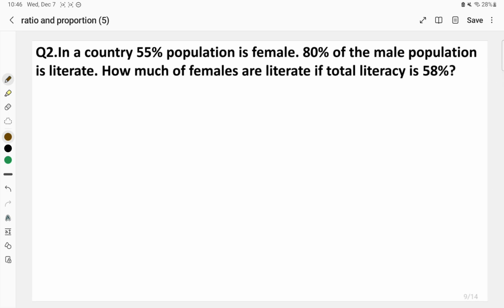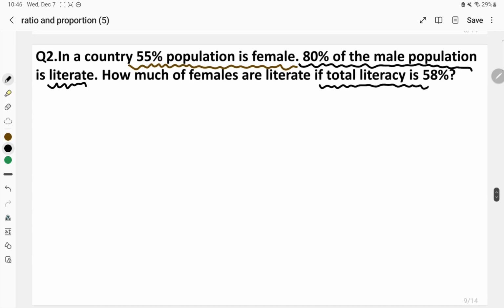Now in a country, 55% of the population is female. Okay, 55% of the population is representing the female, 80% of the male population is literate. Okay, 55% population is female. This is not given whether it is literate or illiterate. Only the second thing given over here to us is 80% of the male population is literate. So what we have to calculate, how many females are literate if the total literacy is 58%.